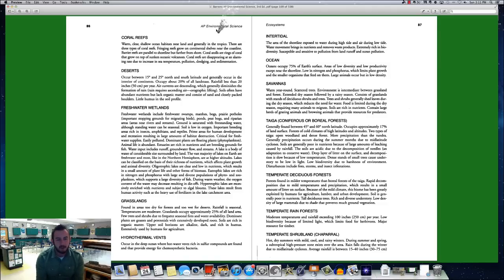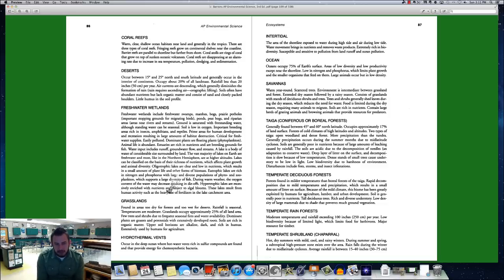low-lying areas of lakes. Grasslands are found in areas too dry for forests and too wet for deserts, and rainfall is seasonal. Temperatures are moderate. Grasslands occupy approximately 25% of all the land area, with few trees and shrubs due to frequent seasonal fires and water availability, and soils are rich in organic matter. The upper horizons of the soil, the A and O horizons, are alkaline, dark, and rich in humus, extensively used by humans for agriculture, which has also led to the demise of natural grasslands.